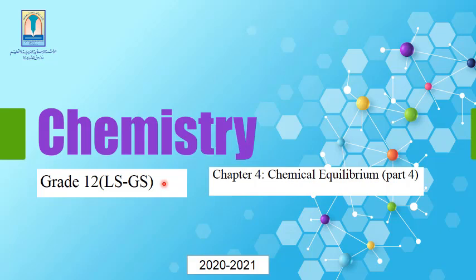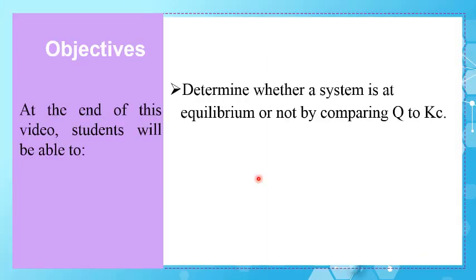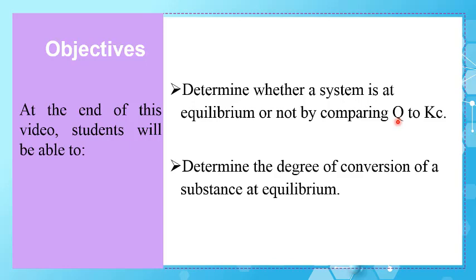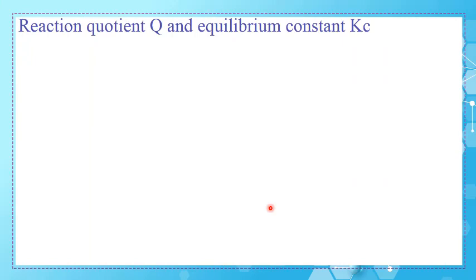I'll be explaining to you the last part, which is part 4 of chapter 4, chemical equilibrium. The objectives of this part are to determine whether a system is at equilibrium or not by comparing Q to Kc, and to determine the degree of conversion of a substance at equilibrium. Let's start with the first objective, which is about the reaction quotient Q and the equilibrium constant Kc.